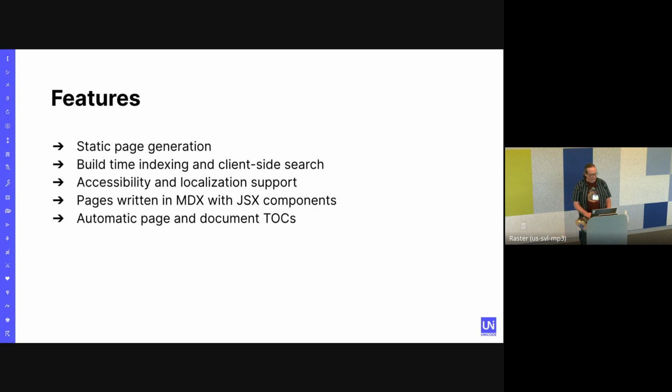Some of the features of this technology is that, of course, it's static page generation. It has build-time indexing and client-side search. It supports accessibility and localization out of the box. And the pages are written in Markdown with JSX components embedded in the Markdown. And the way the theme is set up, you get automatic page and document table of contents, which are completely configurable in terms of titles and organization.